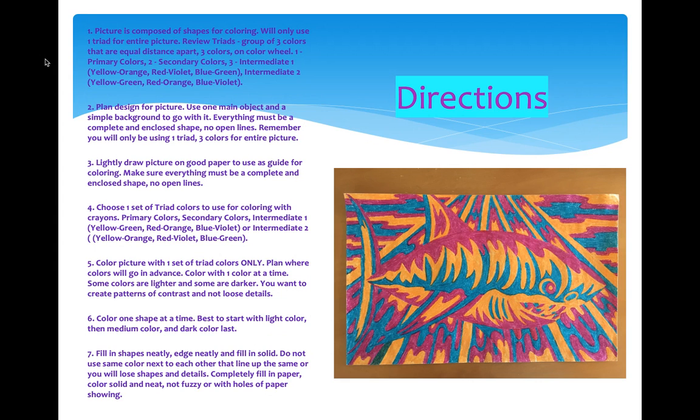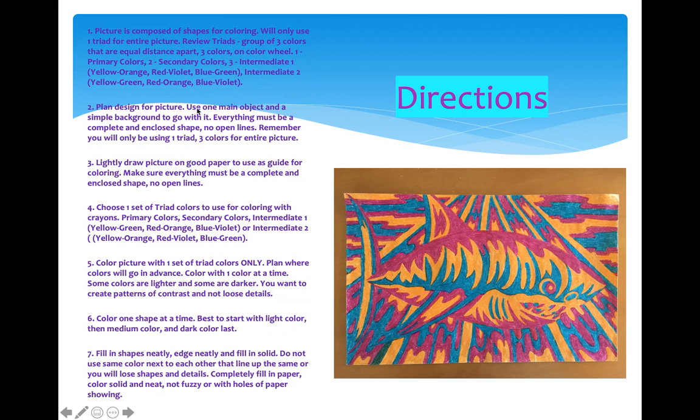Oh, I need to fix that. So that's backwards. Intermediate 2 is yellow, orange, red, violet, blue, green. And intermediate 1 is yellow, green, red, orange, and blue, violet. I don't know how that happened. That mixed. I will fix that before I put that in your folder.